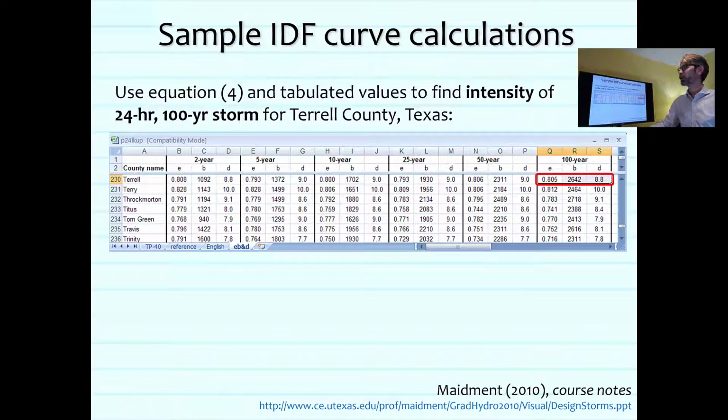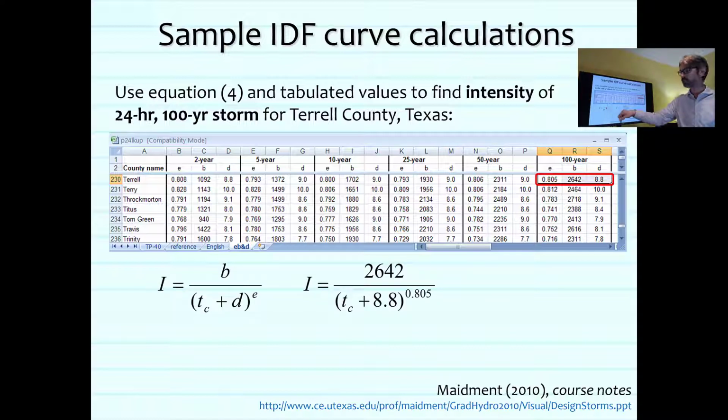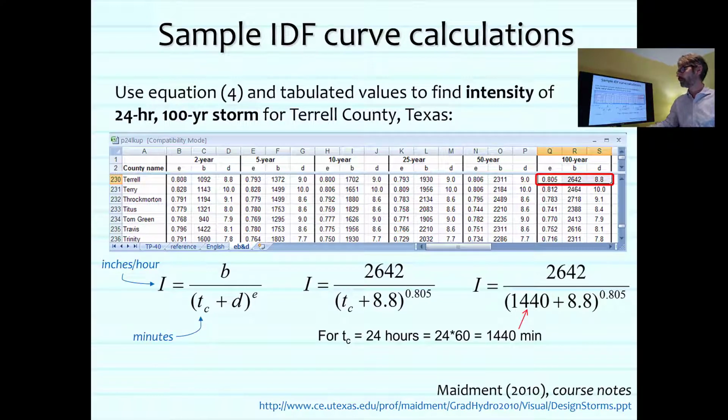So here's an example. This is using equation 4 and the tabulated values here to find the intensity of a 24-hour, 100-year storm for Terrell County, Texas. Here's my basic equation. I is equal to B over Tc plus D to the E. I take these values from the table, plug them in. I get 2642 over some value plus 8.8 to the 0.805. The only thing I need to figure out here is what value to put in for Tc. This is going to be in minutes to give me inches per hour.